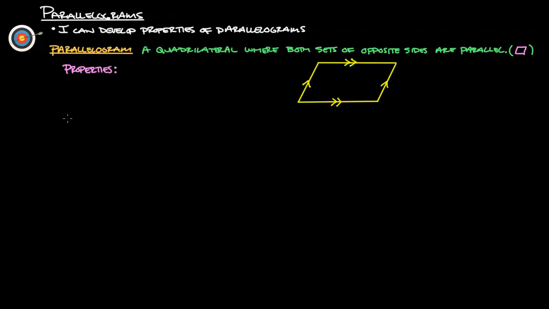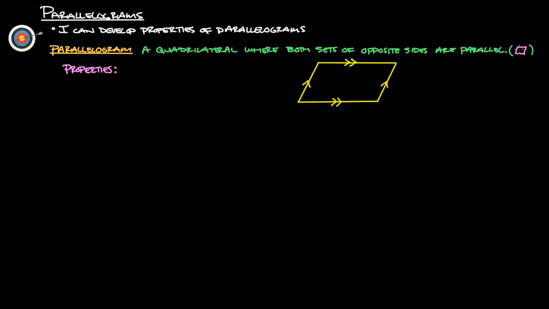I'm going to take you through the notes on parallelograms. At the end of this, you should be able to say, I can develop properties of parallelograms. So first things first, what's a parallelogram? It is a quadrilateral where both sets of opposite sides are parallel. So these opposite sides are parallel and these opposite sides are parallel. That's what a parallelogram is.